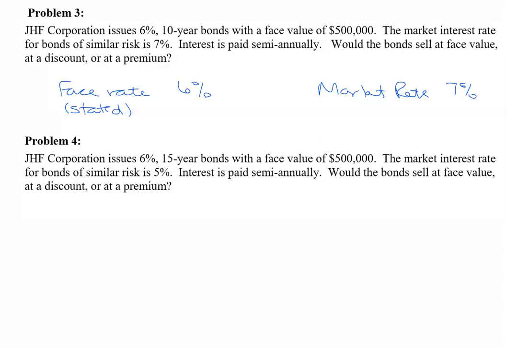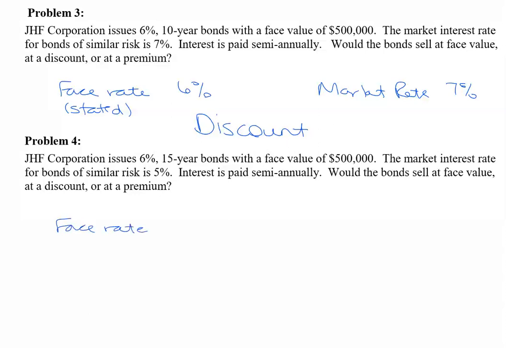So investors could buy this bond for a 6% return, or they could buy a different bond and get a 7% return. So to entice those investors to buy our bond at a lower interest return, then we would need to offer a discount. You can buy our bond for a little bit less money, and then that justifies accepting lower interest than the competition. So this would be sold at a discount.